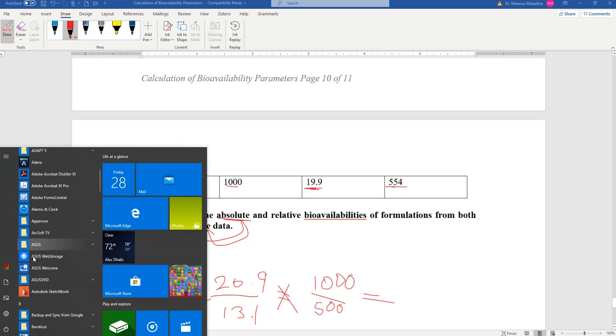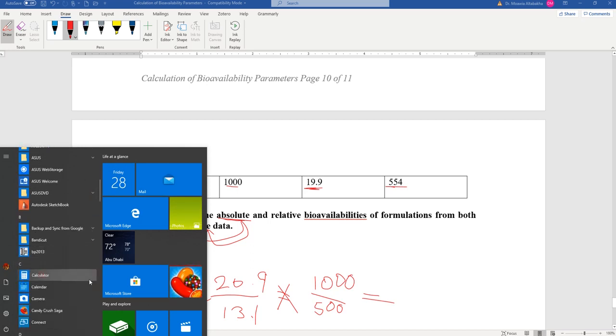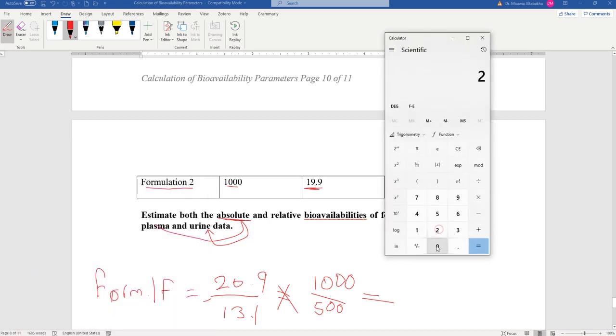Okay, 20.9 divided by 13.1 equals, and we multiply it by 1000 divided by 500, which means we multiply it by 2, and it's equal to 3.19. We made a mistake. Where is the mistake, who can tell me?